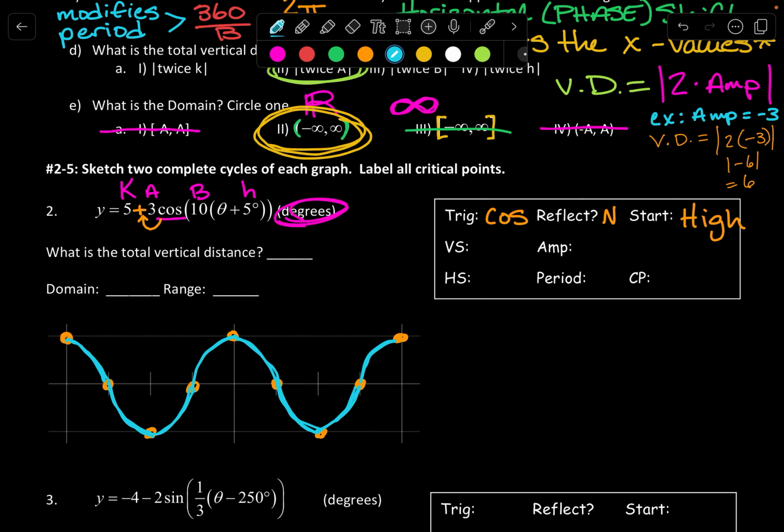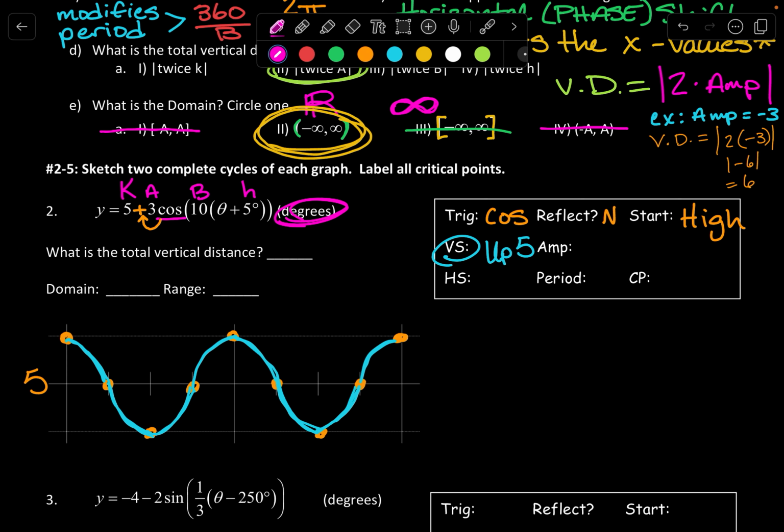Now we have our wave, but we don't have any values on here. So the next thing I like to do is look at the vertical shift. Vertical shift has a K value of 5, so it's been moved up 5. And like we said earlier, that controls our midline. So that means my middle line on my y-axis is going to be 5.